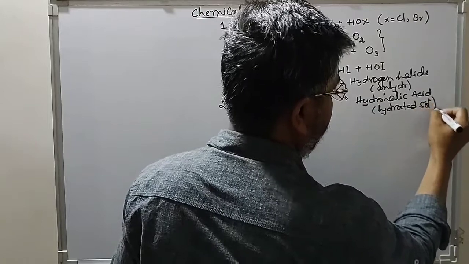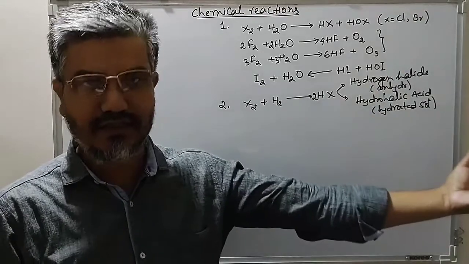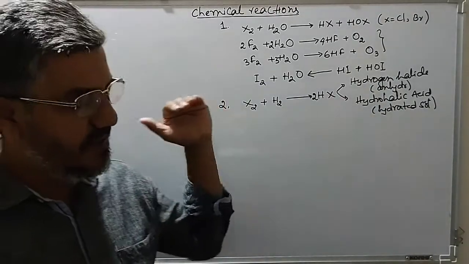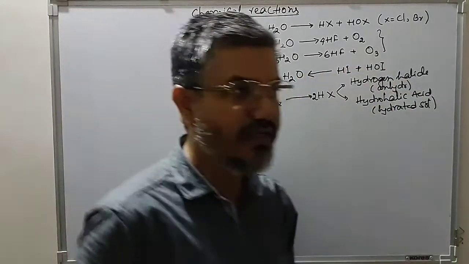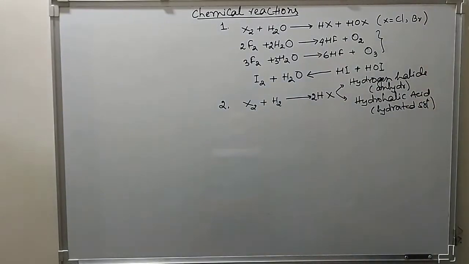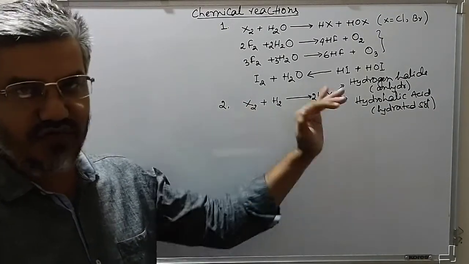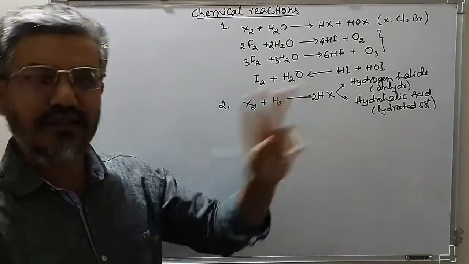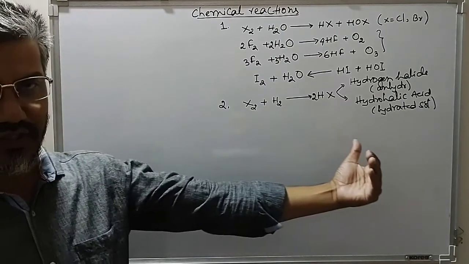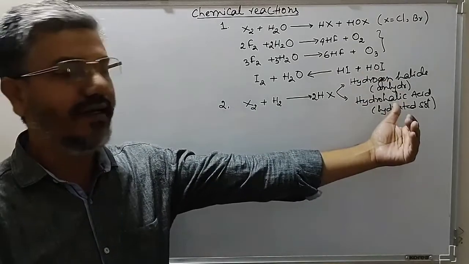So HX is known as hydrogen halide if it is anhydrous, or if this HX is dissolved in water, that is a hydrated solution, which is known as hydrohalic acid. And if you look at this, the reaction is fast if the halogen is fluorine, and slow if X is iodine. That is the reactivity order. So all halogens react with hydrogen to give you HX, hydrogen halide.